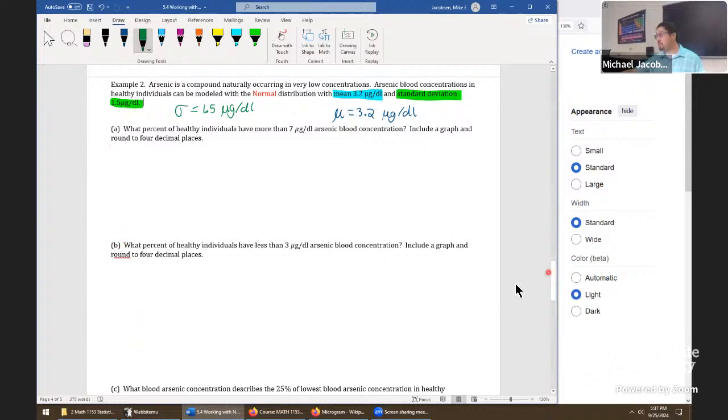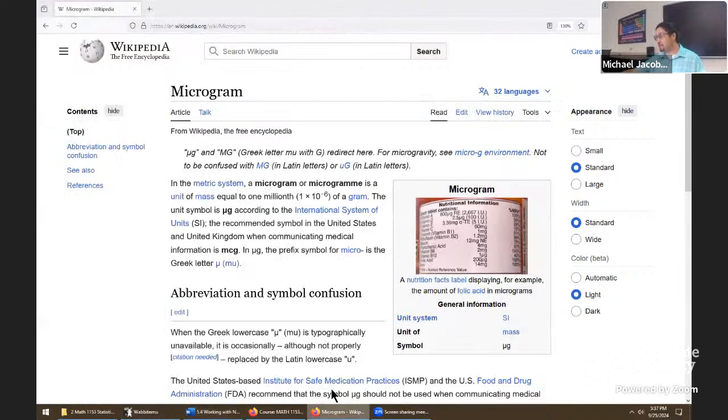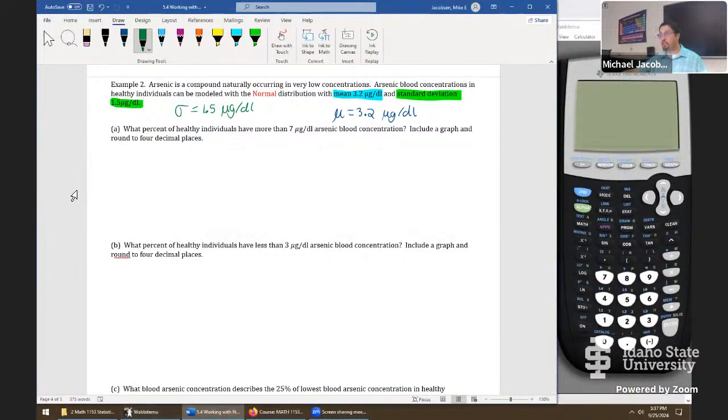It now goes on to ask some interesting questions, which we'll give our best shot at. But really, we're going to treat this as a major calculator problem. So we'll go a little bit slow, explaining why we're using each one of these functions. And first off, it says, what percent of healthy individuals have more than 7 micrograms per deciliter arsenic blood concentration? Include a graph, round to 4 decimal places. Really, this is the place where you want to start. Include a graph. We're not doing what we did in the prior section, where we very carefully wrote out the normal model and what the 68, 95, 99.7 rule would predict. This is more just a rough graph to organize the information and show how it goes into that calculator.